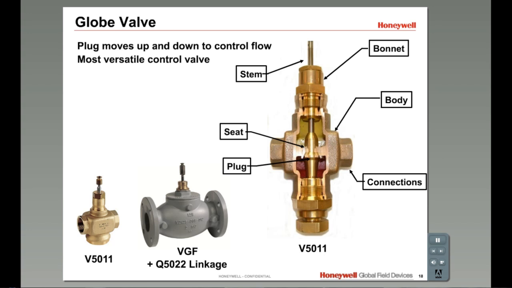Often the actuator mounted on the globe valve is a linear actuator that moves the stem up and down. Alternately, a rotary motion actuator may be mounted onto a linkage that translates the rotary motion into a linear motion. Globe valves are often used to control hot water, chilled water, and steam.